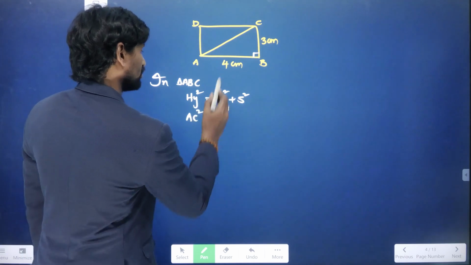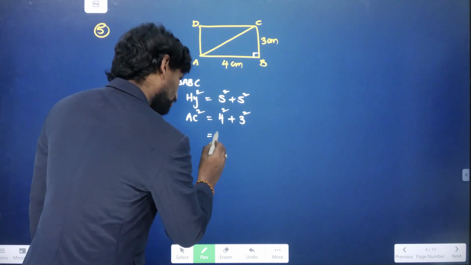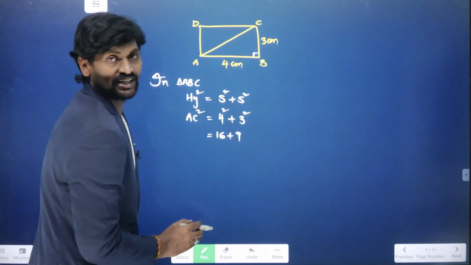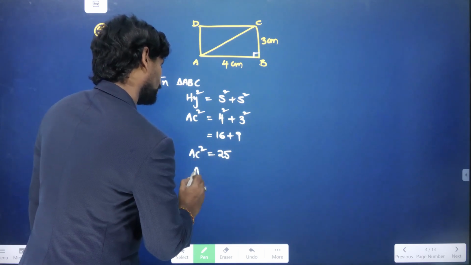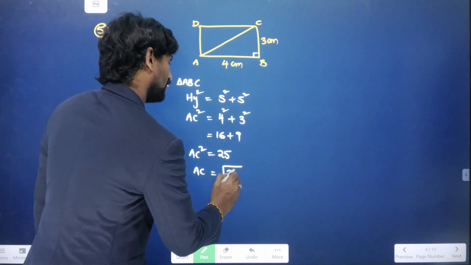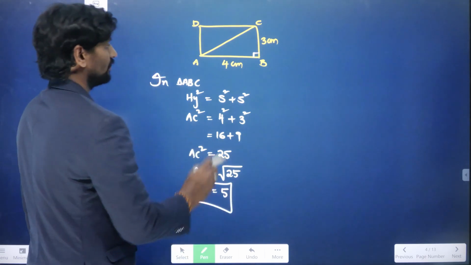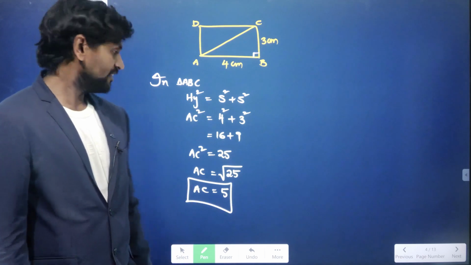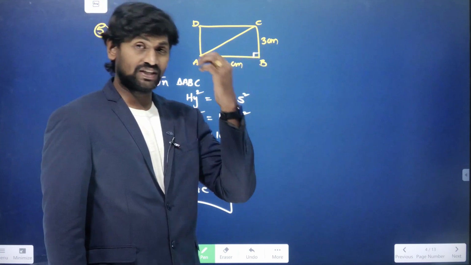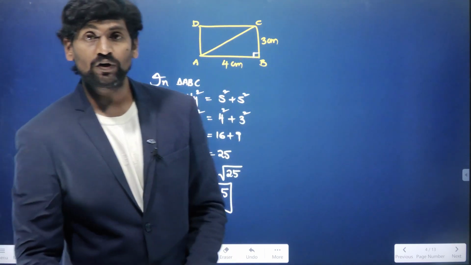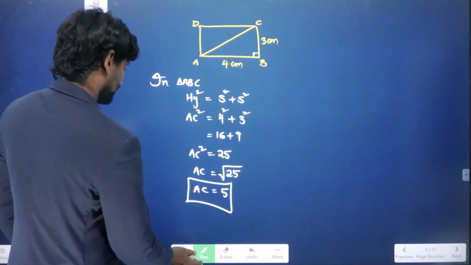So AC square is equal to 4 square plus 3 square. 4 square value is 16 plus 3 square value is 9. 16 plus 9 is 25. So AC square is equal to 25. AC is equal to the square root of 25. So AC value is 5, because 25 is nothing but 5 square. Plus or minus 5 will come, but the length of a side is not negative. We have to take only the positive value 5. Right. So let us move on to question number 6.